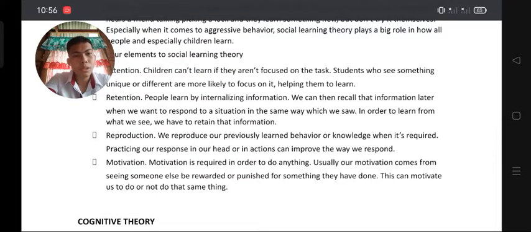Reproduction. We reproduce our previously learned behavior or knowledge when it's required. Practicing our response in our head or in action can improve the way we respond. Motivation. Motivation is required in order to do anything. Usually our motivation comes from seeing someone else be rewarded or punished for something they have done. They can motivate us to do or not to do the same thing.